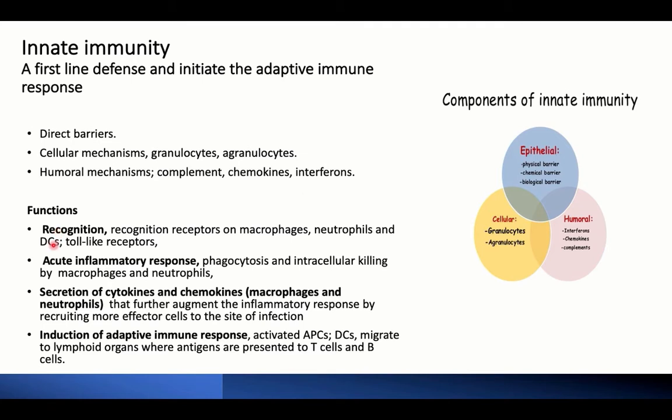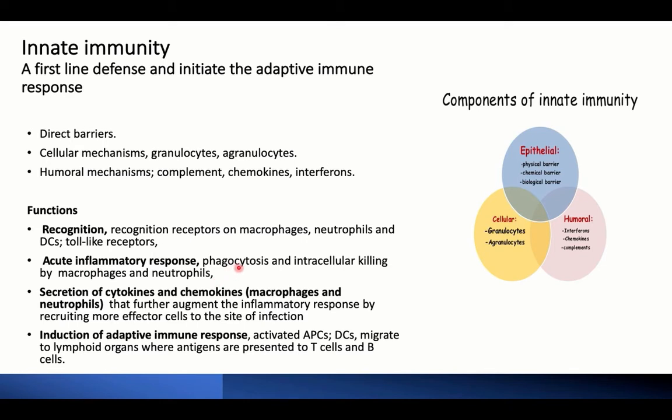So functions of innate immunity include recognition by certain receptors on the surface of macrophages, neutrophils, and dendritic cells. These are called toll-like receptors. These receptors can recognize any foreign pathogen or material invading the body. Also, they have the function of acute inflammatory response.